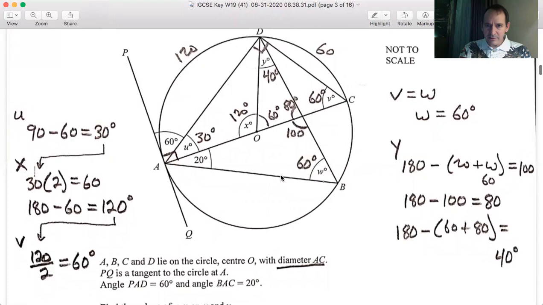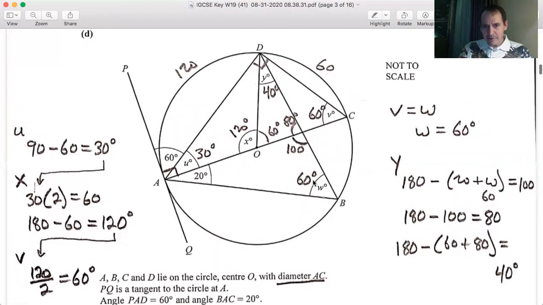Now Y is a little bit more tricky here. We already have the 60 for W and we have this 20 over here. So 180 minus the 60 and 20 gives us 100 left for this corner. And then this is a straight line. So 180 minus 100 gives us 80 for right here.